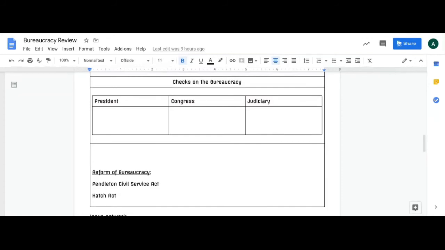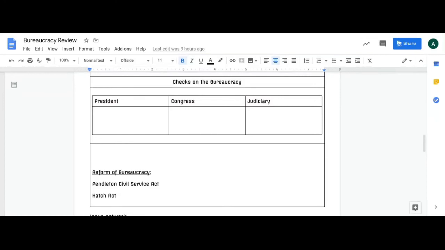And then lastly, most importantly, is their oversight ability to be able to call members of the bureaucracy before their various committees to testify about how policy is being carried out, how money is being spent, and possible corruption. And the judiciary, just like they can declare an act of the president unconstitutional, they can declare an act of an agency or cabinet department also unconstitutional. So judicial review, once again, is the most powerful check the judiciary has.